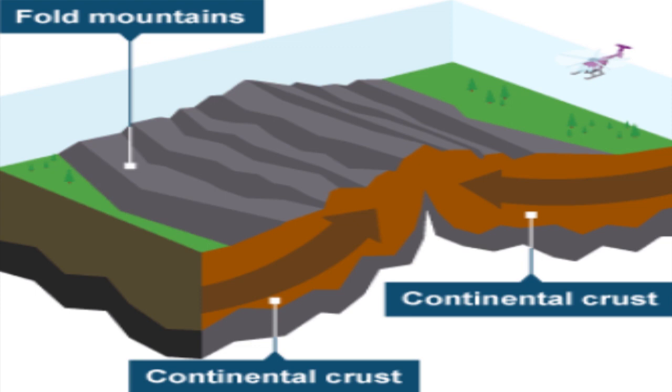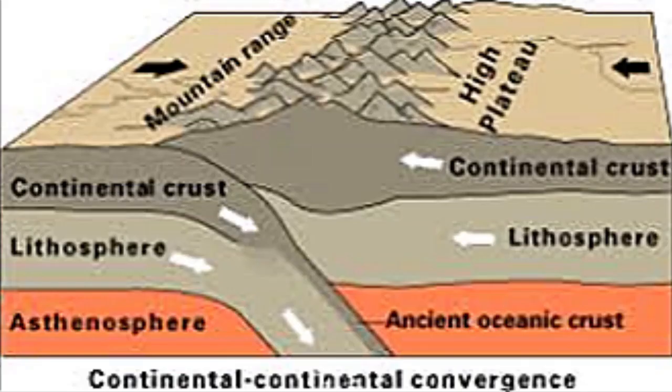When two plates with the same mass come together, they both tend to rise and elevate or move upwards. An example of a feature that results from this process is fold mountains. An example of that is the Himalayas.